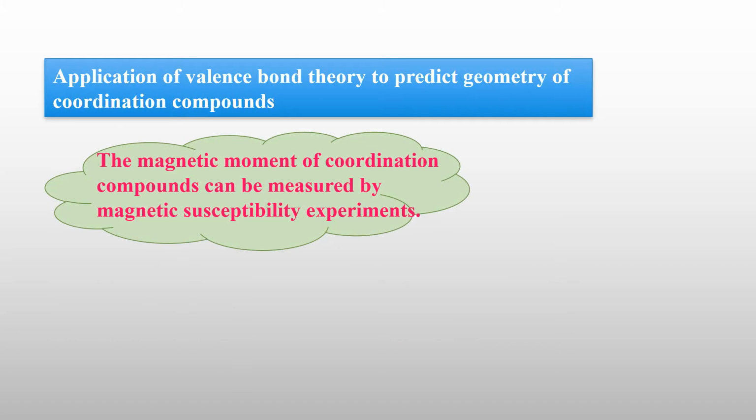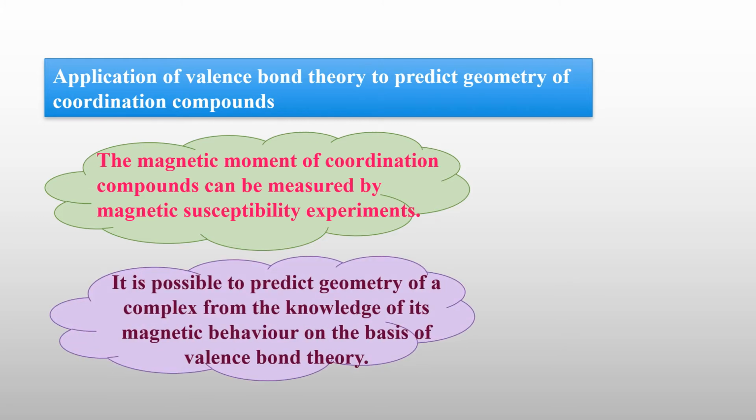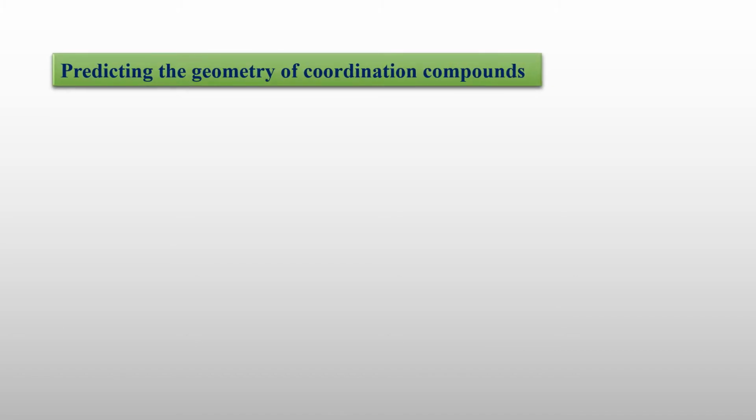Now, the application of valence bond theory to predict the geometry of coordination compounds. The magnetic moment of coordination compounds can be measured by magnetic susceptibility experiments. So it is possible to predict the geometry of the complex from the knowledge of its magnetic behavior on the basis of valence bond theory. I told you the 3 marks questions will be asked. Now, predicting the geometry of coordination compounds.